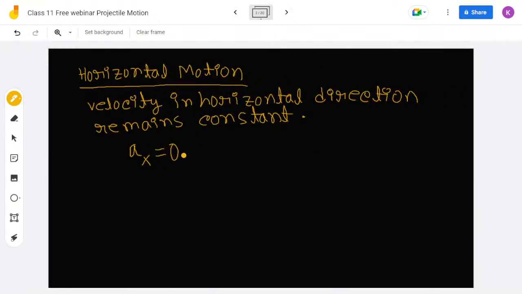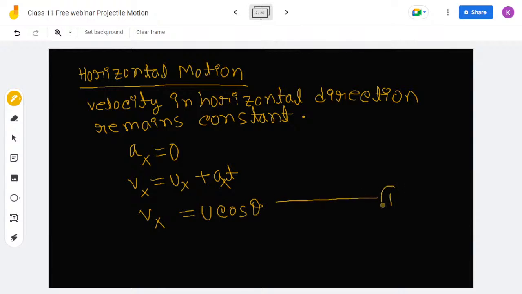Now, we can see that the acceleration for the horizontal direction is 0. So from equation of motion, we can write vx equal to ux plus axt. So from this we can write vx equal to u cos theta, as the ax is 0. Let's call this equation number 1.